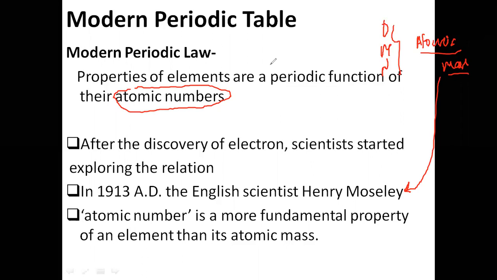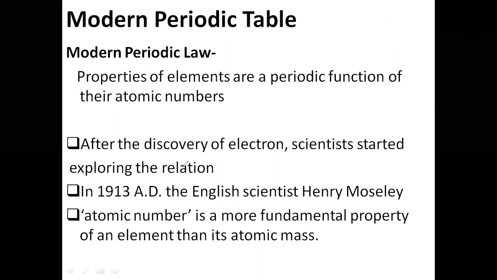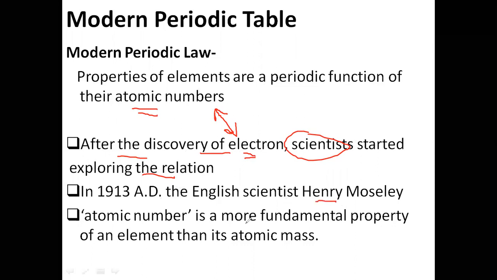Now, the question arises: why could Mendeleev, Newlands and Dobereiner not use atomic numbers? Because at the time of Henry's discovery, electrons had been discovered. So scientists started exploring the relation between atomic numbers and electrons, and because of that discovery of electrons, Henry used atomic number as the fundamental property rather than atomic mass.